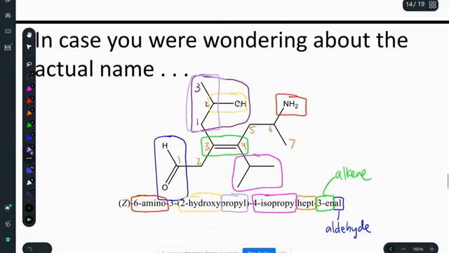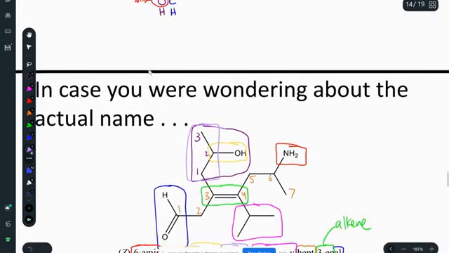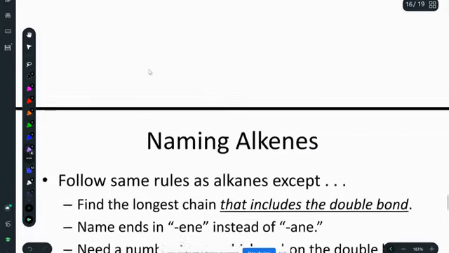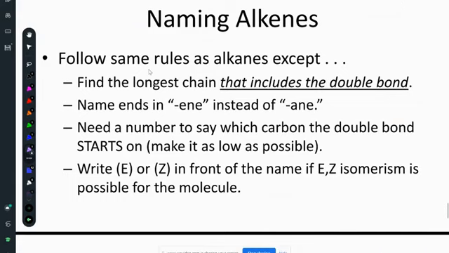I will ask you to know how to name just simple alkenes. All right, so let's talk. We already talked about where the Z part of this name comes from. But then if I had just a simple alkene, how would I name it? If I'm going to name an alkene, I would follow the same rules as an alkane, except I need to find the longest chain that includes the double bond. I'm going to change the end of the name to ene instead of ane.